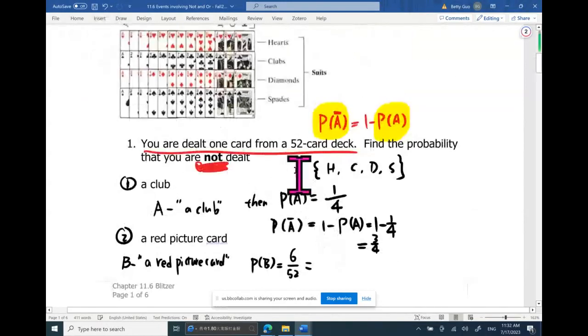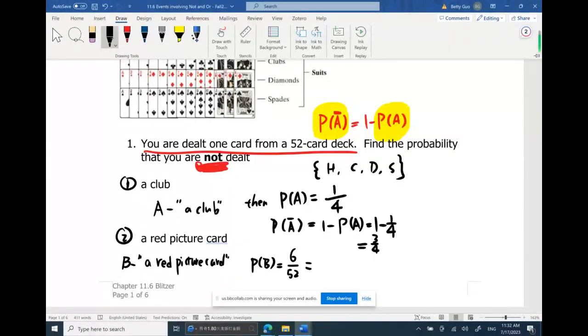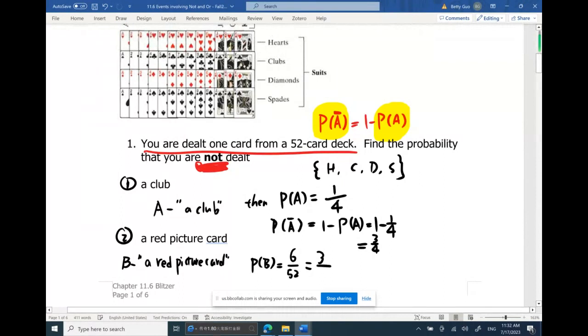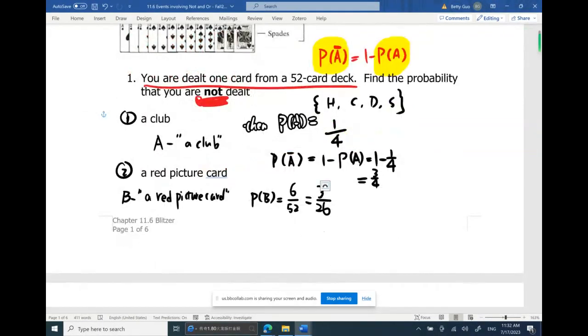Each suit has 3 picture cards, so in total we have 12 picture cards. Half of them are red, half of them black. So the total number of red picture cards is 6. Reduce this fraction: divide the numerator by 2, we have 3; divide the denominator by 2, we have 26. So that's the probability of B, right? Getting a red picture card.